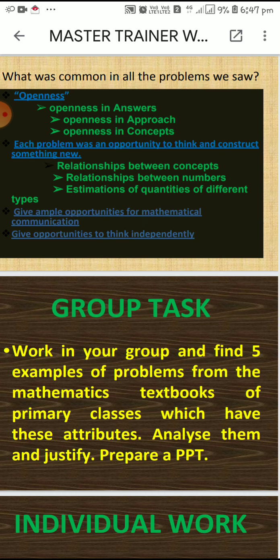If he thinks about liter oil, he gets the liter and milliliter concept. If he buys sugar, he will get the idea of gram and kilogram. He will get the idea of rupees and paise. He will get the idea of selling and buying, addition, subtraction. So there are different aspects that a student can learn. So we can say there is openness in concept. So this is called openness. There will be three types of openness: openness in answer, openness in approach, and openness in concepts.